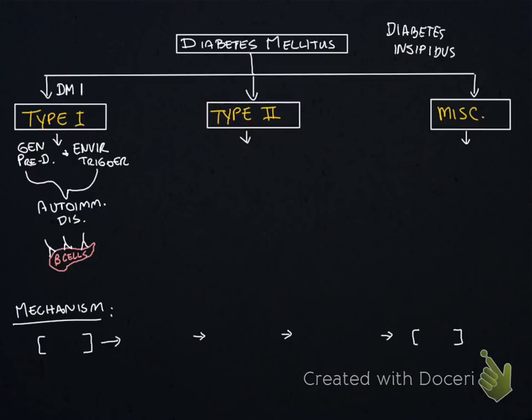Now with type 2, you can be genetically predisposed. It can be related to obesity and hypertension. It presents typically, but not always, in adulthood. We're seeing it younger and younger these days. Type 1 typically presents in childhood.